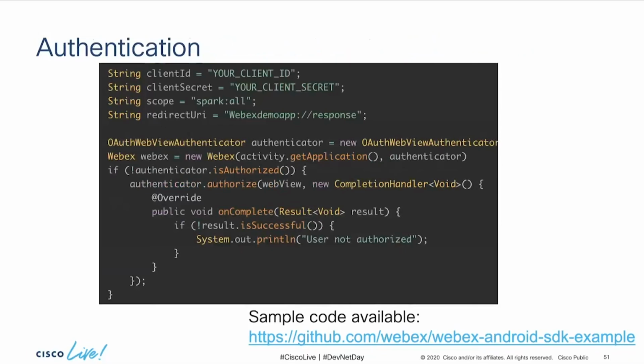Here again is where we're going to utilize our integration's client ID and client secret. Luckily, the Android SDK has a method which will perform all the OAuth authentication for you. As you can see, we're going to be calling the authenticator authorize. It's going to open up a new web view. And then once it's complete, we will have our authentication token and our SDK will be authenticated for that user.